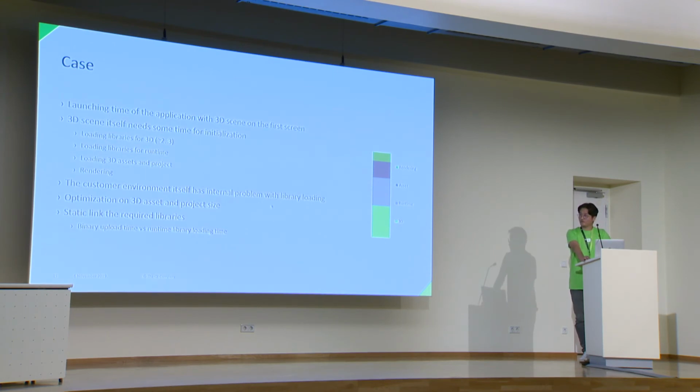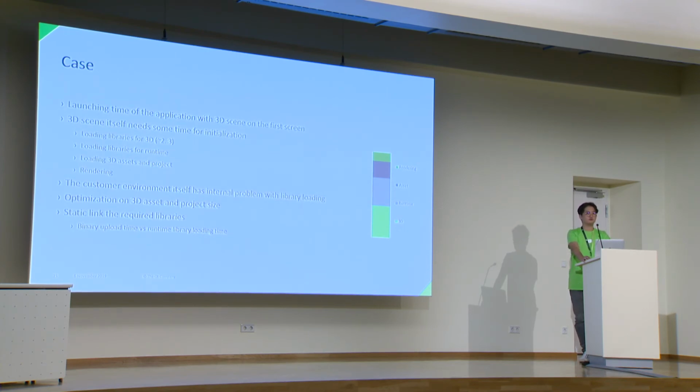So we are working on optimizing libraries and assets, and we are working with the designers on the objects to make them as light as possible first. And we reduced the loading time of the asset itself to half. Then we found out that we can reduce the loading time for the 3D runtime library itself by static linking.